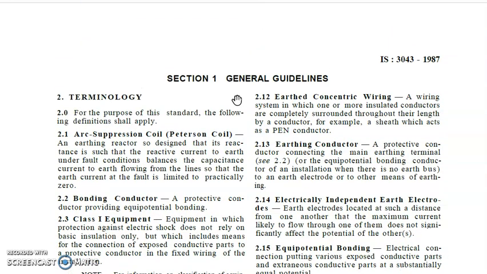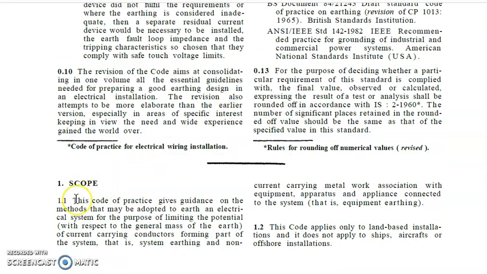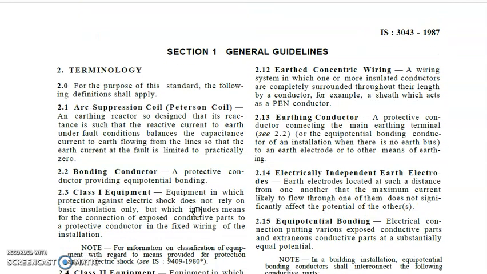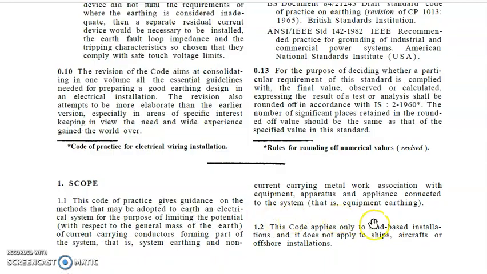It mentions the scope first. We have already discussed that. It gives guidance on the methods that can be adopted for an earthing system. That is the scope, and it also mentions what it is applicable to. That is, it is basically applicable to land-based installations.